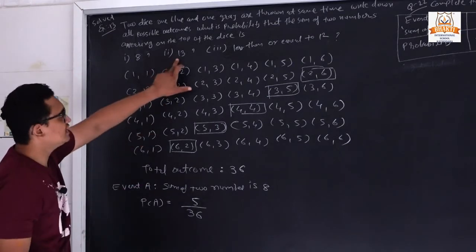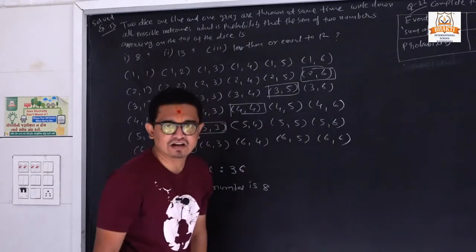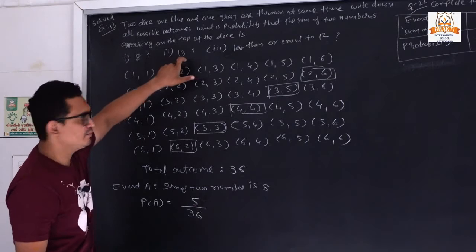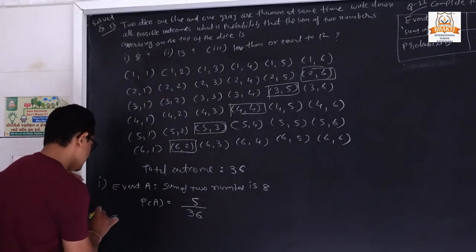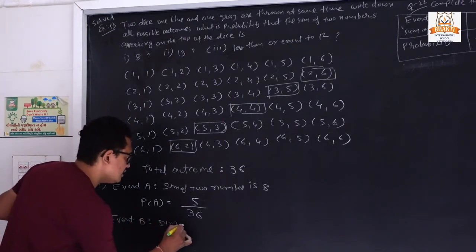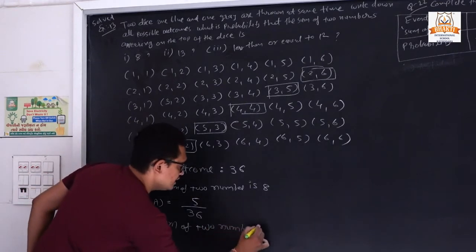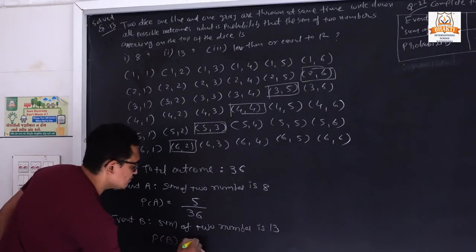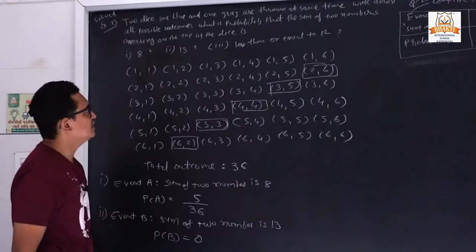Now second, 13. Here the maximum addition, 6 plus 6, is 12. So there is no event whose sum is 13. So event B, the sum of two numbers is 13. So P of B is equal to 0. There is no event whose sum is 13.